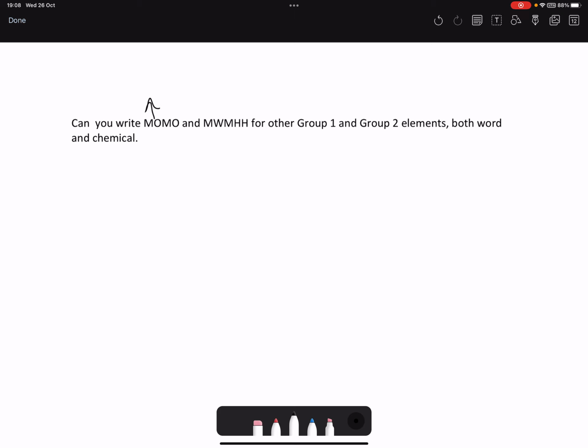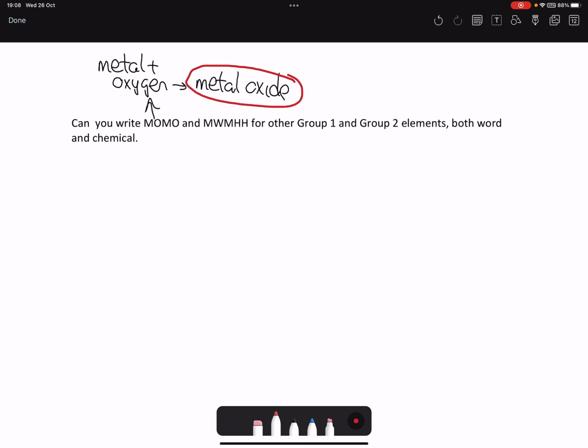So this is my acronym for metal plus oxygen gives you a metal oxide. And for this, we are going to have to write a formula from a name.